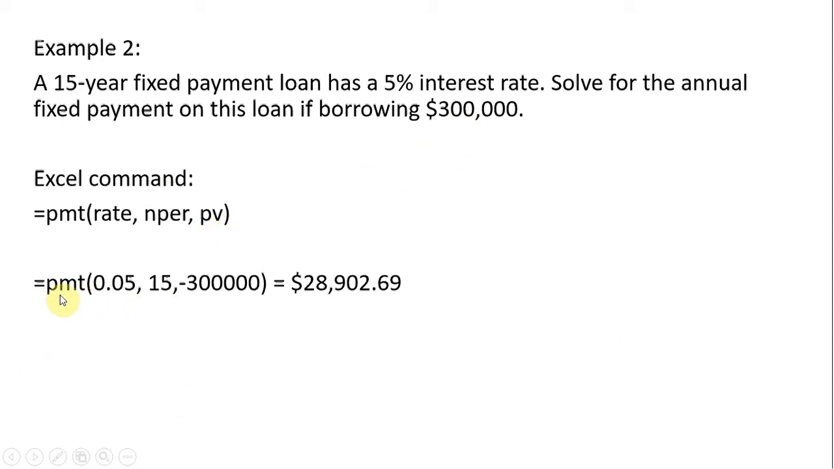So putting the values into this formula and then into Excel, we will get an answer of $28,902.69. So that will be the annual payment that will be made once each year for 15 years to pay off this $300,000 mortgage loan. Okay, moving on to the next example.